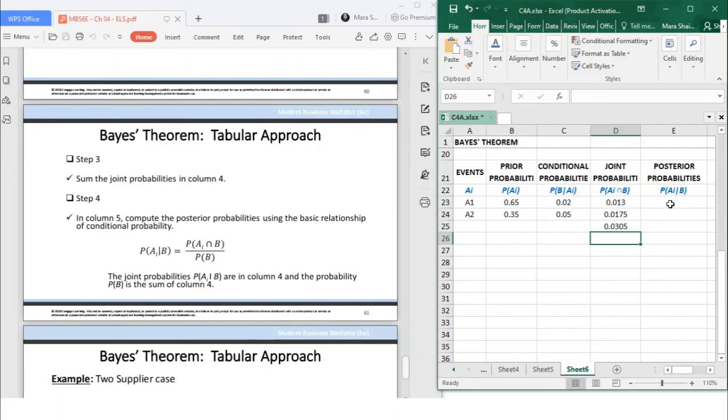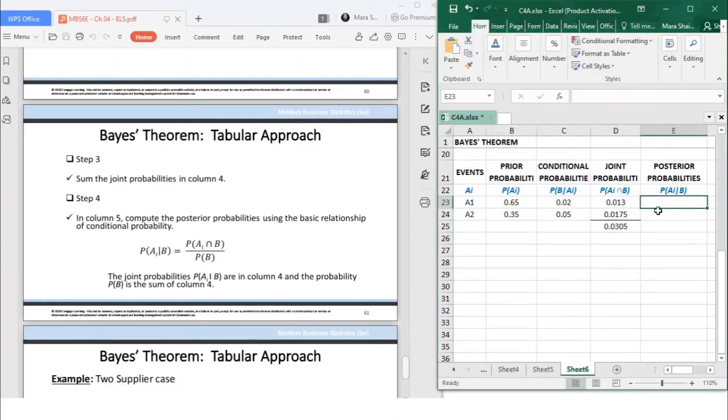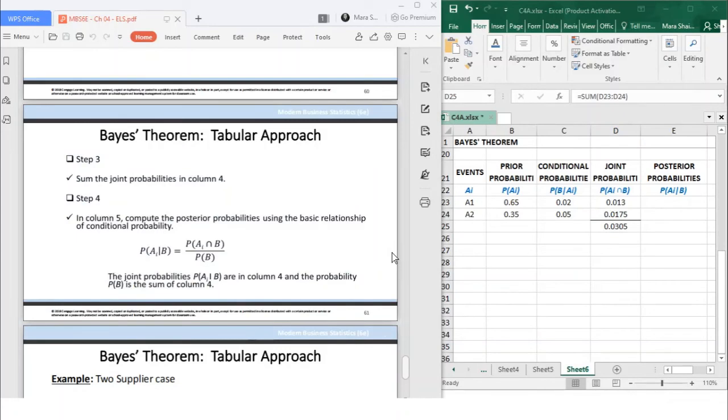The joint probability of A and B is in column 4, and the probability of B is the sum of column 4. Let's identify the sum. Again, your joint probabilities from earlier are the numerator, and your denominator is the sum of your B. We bring this back to the table.